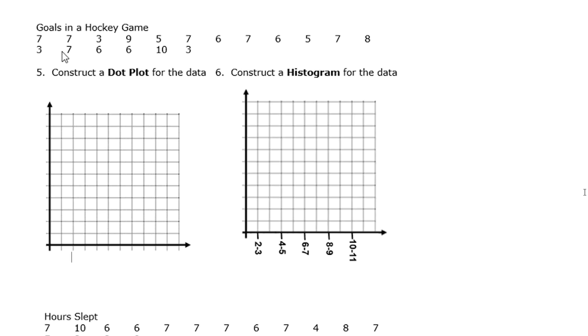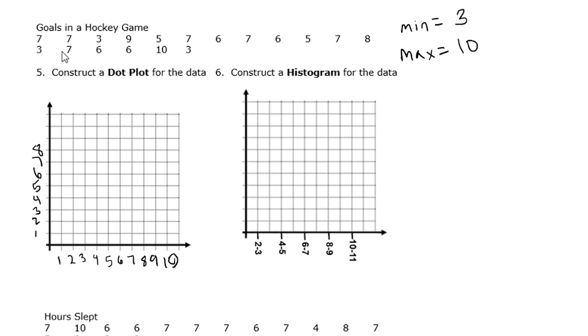All right, let's take a look at creating a dot plot and histogram for this set of data. So let's start by doing our minimum and our maximum. Our minimum is 3, and our maximum looks to be 10. So we're going to set our number line down here. We're going to just increment up 1, 2, 3, 4, 5, 6, 7, 8, 9, and 10. And then we're just going to number this up here as well for our counts. Hopefully we have nothing more than 8.